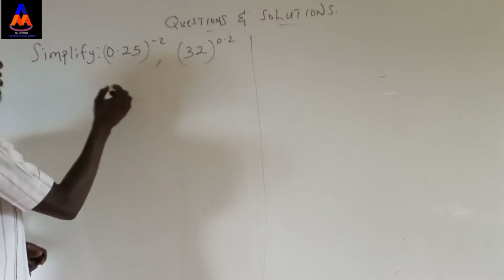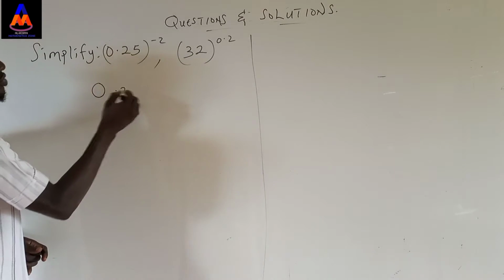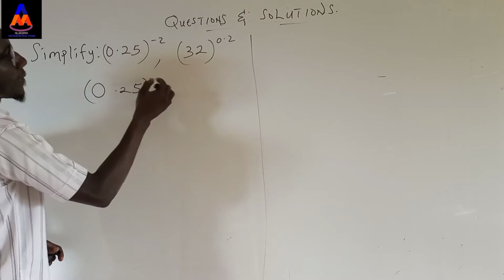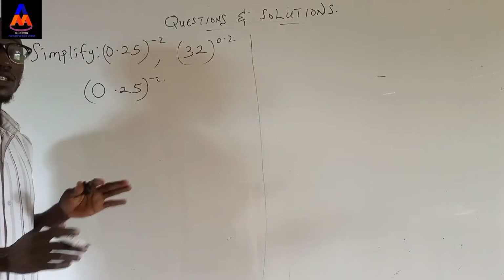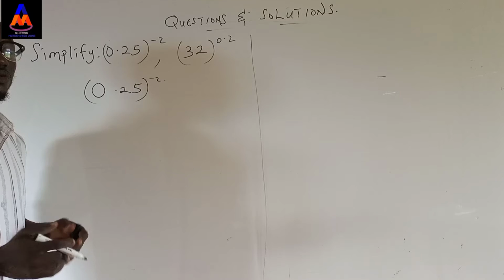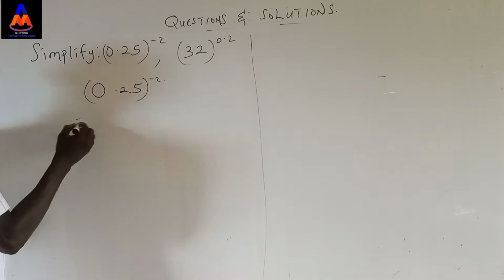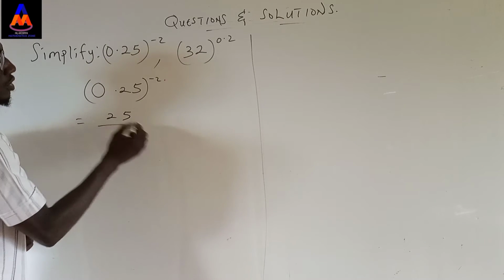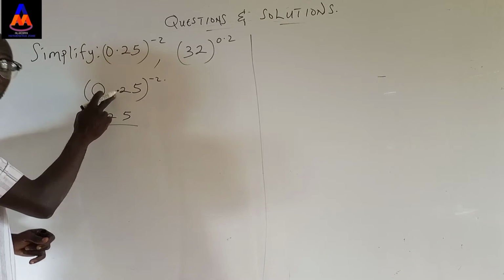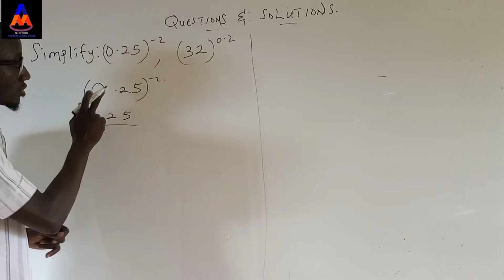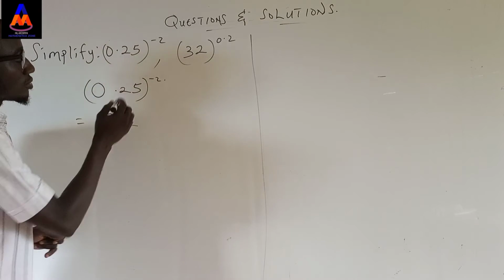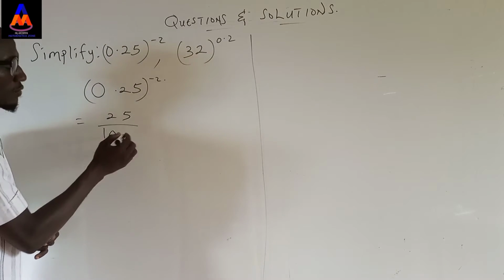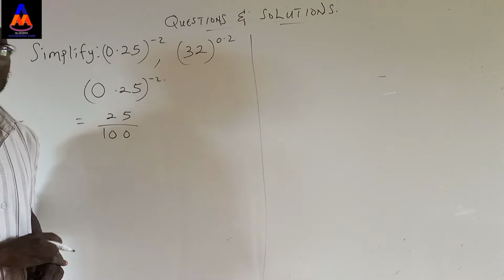The first one says that we should simplify 0.25 raised to the power minus 2. Anytime you have a decimal number like this, the first thing you do is to convert it to a fraction. So we have the fraction 25 all over. According to your normal school way of converting decimal to fraction, your decimal point is going to be 1, and every number after it is going to be 0. 2 will be 0, 5 will be 0. That's the way to convert it to a fraction.